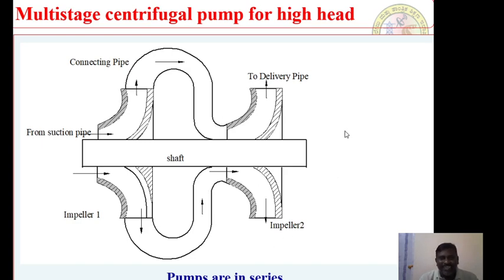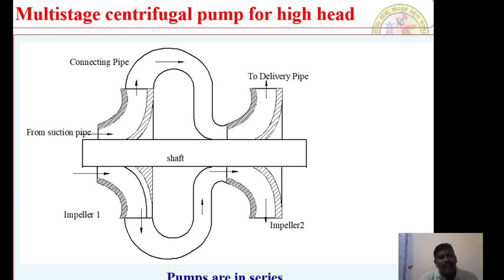Therefore, initially we have the rise in pressure in the first impeller. In the second impeller, there is a further increase in pressure of the liquid which has already exhibited increased pressure. Therefore, the water leaving the second impeller has the highest pressure, the highest amount of pressure head. Yes or no?